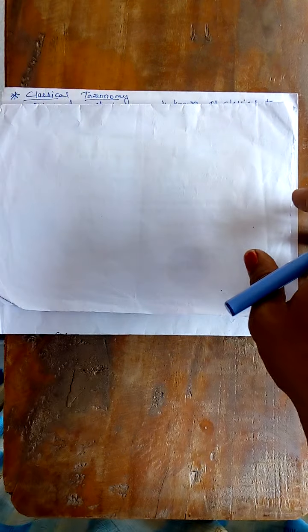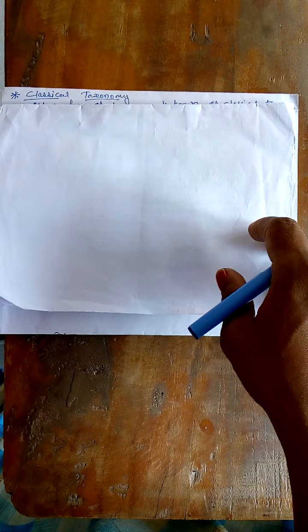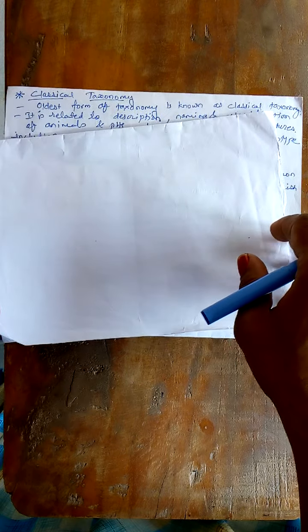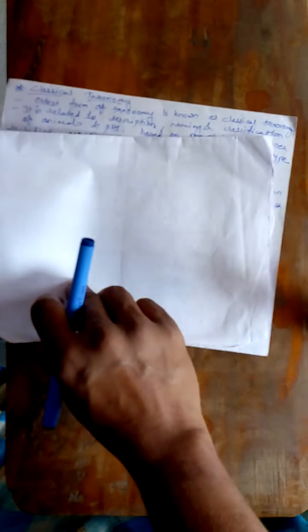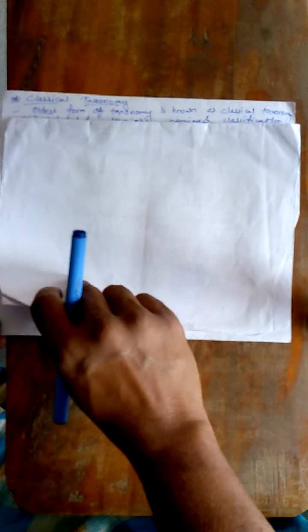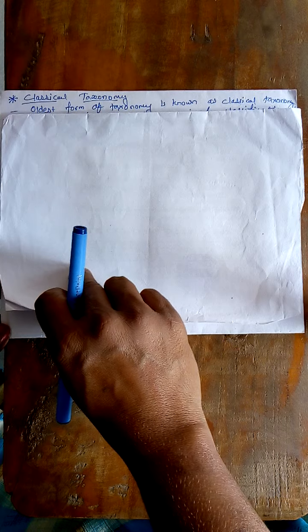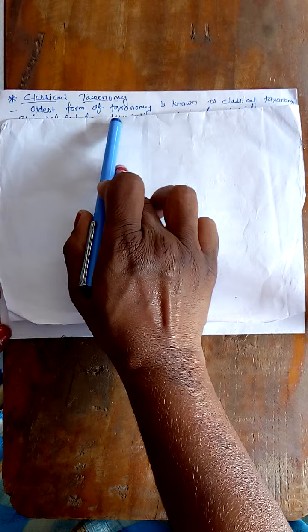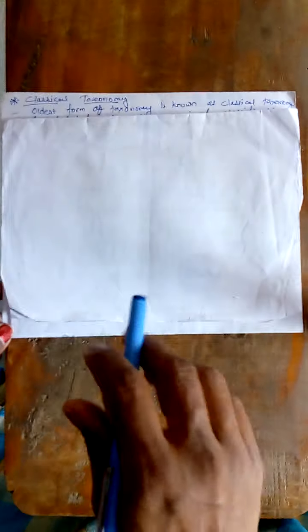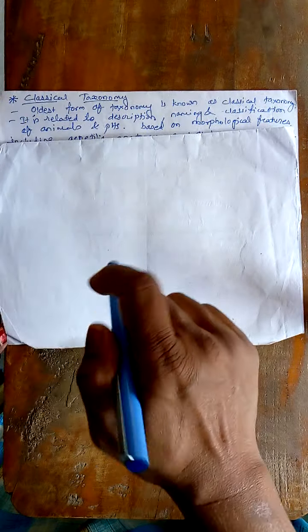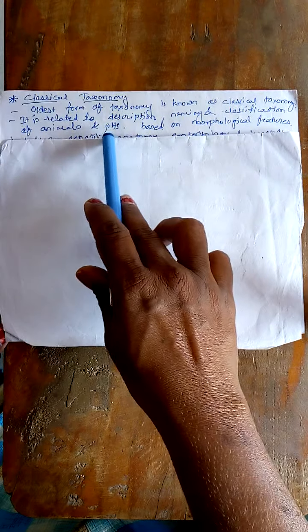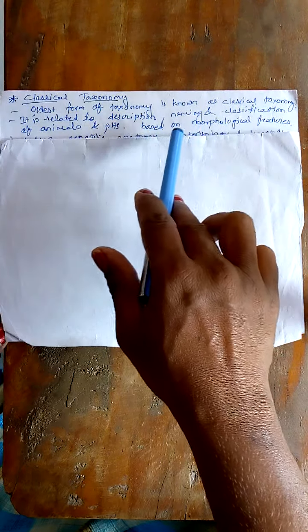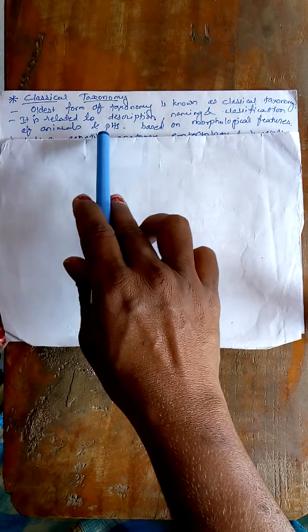The second type, neo-taxonomy, is also known as experimental taxonomy. Now we start with the first one, that is classical taxonomy. Classical taxonomy is the oldest form of taxonomy, and that is why it is known as classical taxonomy. It is related to the description, naming and classification of animals as well as plants.